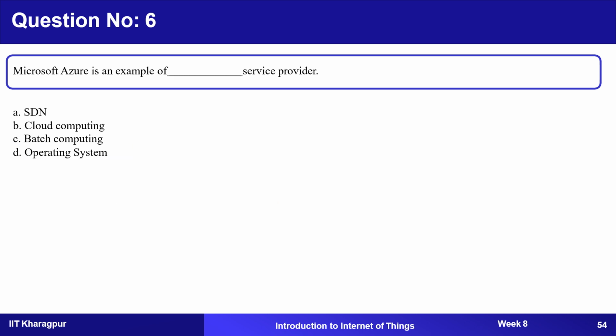Next question, that is question number 6: Microsoft Azure is an example of blank service provider. Options are SDN, second option is cloud computing, third is batch computing, fourth one is operating system.